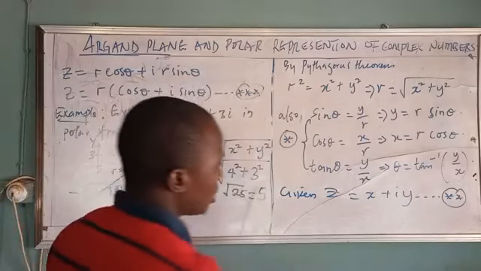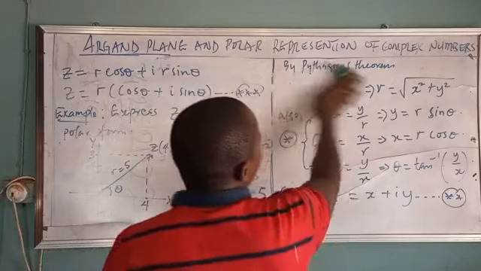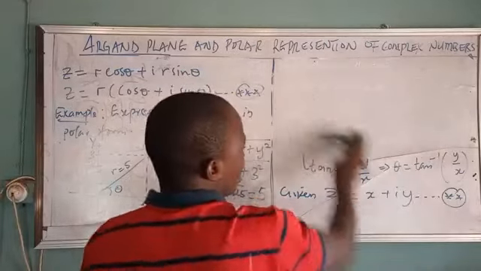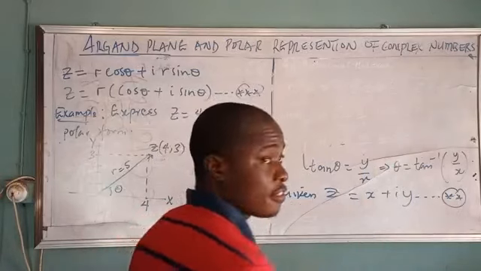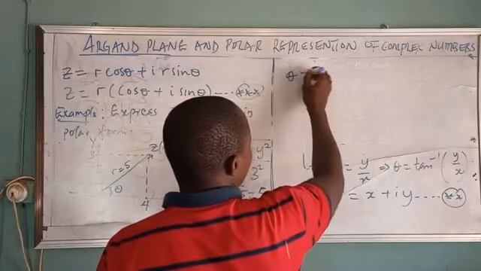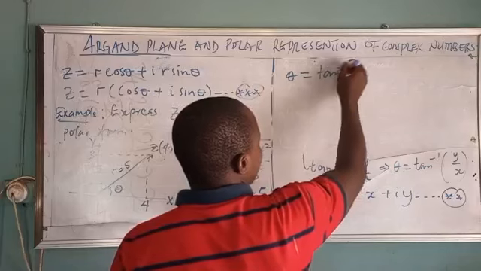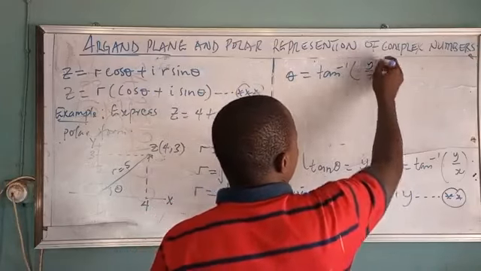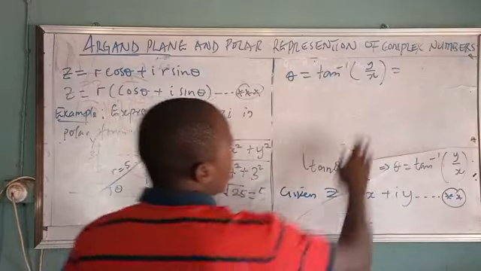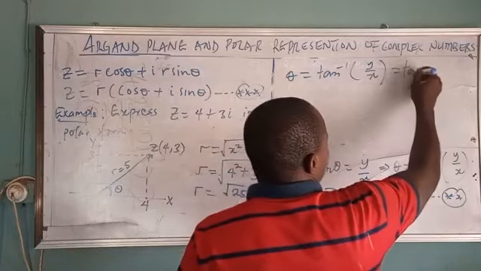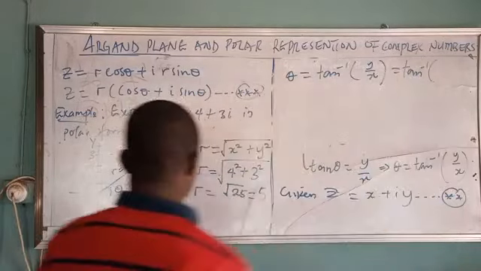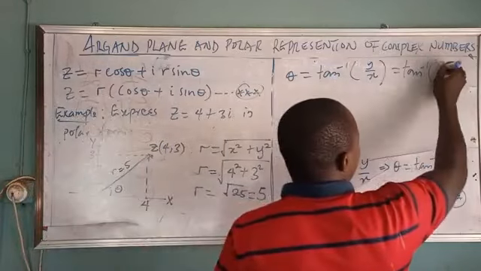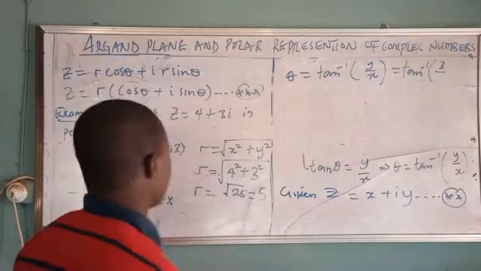So how do you get your argument? This is the formula here, so we try to apply the formula. Applying the formula, we have theta to be tan inverse of y over x. And from the given problem, y is 3 and x is 4.